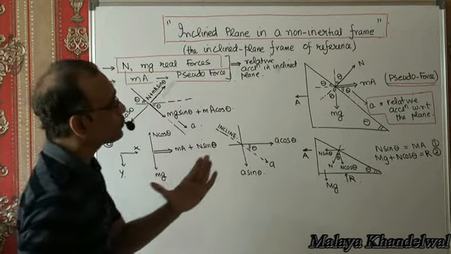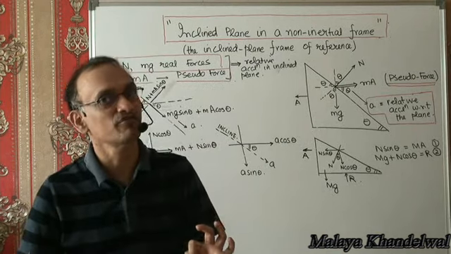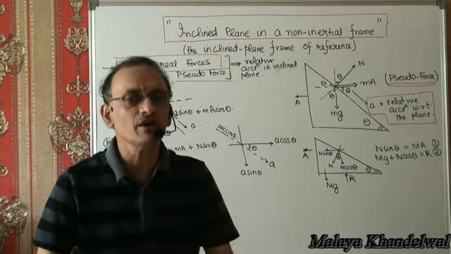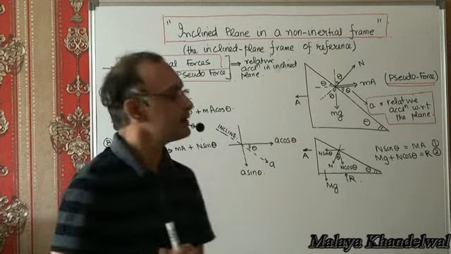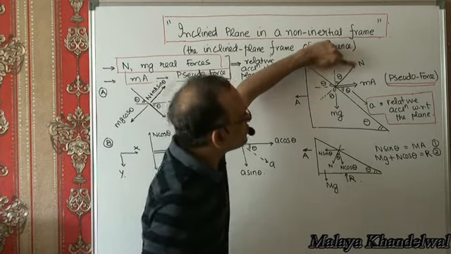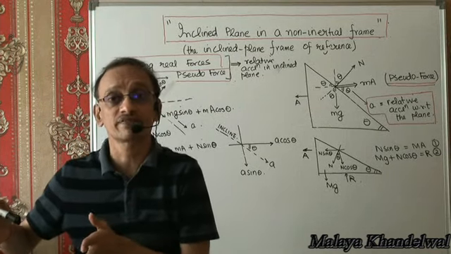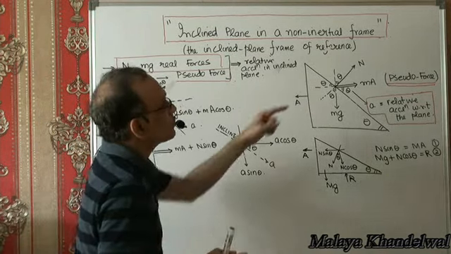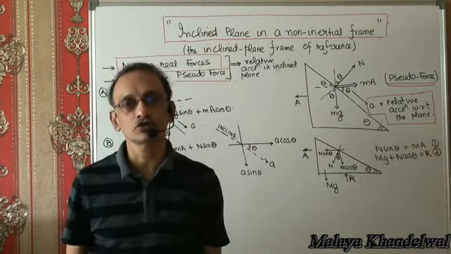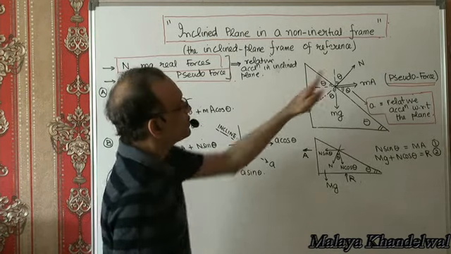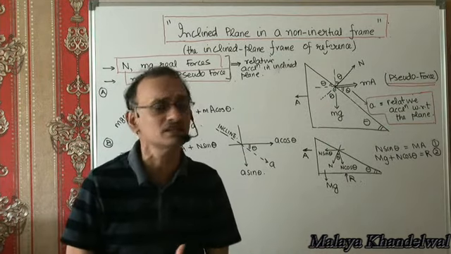Now look at small m in the inclined plane frame of reference, which is a non-inertial frame. To apply Newton's second law, to the set of real forces N and mg, I need to add a force minus m times the acceleration vector of the inclined plane. That is very clearly small m times A to the right, the pseudo force. Real and pseudo forces come together.